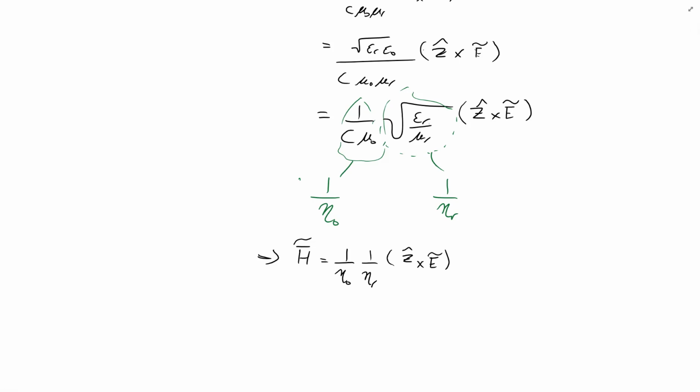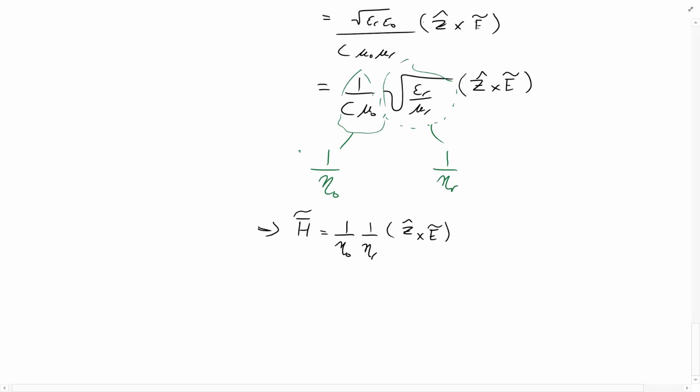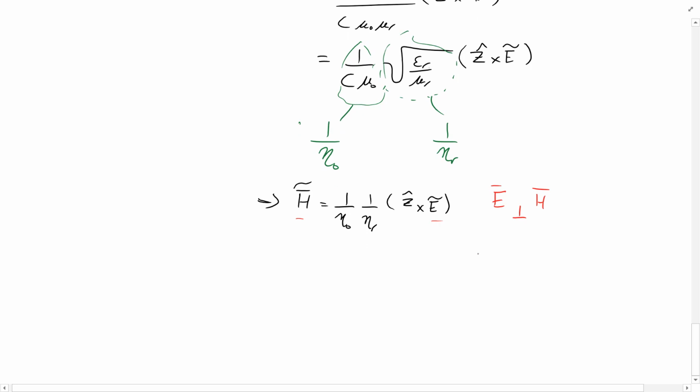What can we draw from this? Well, our magnetic field can be seen to be orthogonal with our electric field. And from the first test, we know that both our electric and magnetic fields are also perpendicular to the direction of propagation. So this really summarizes some of the important properties of our plane wave.